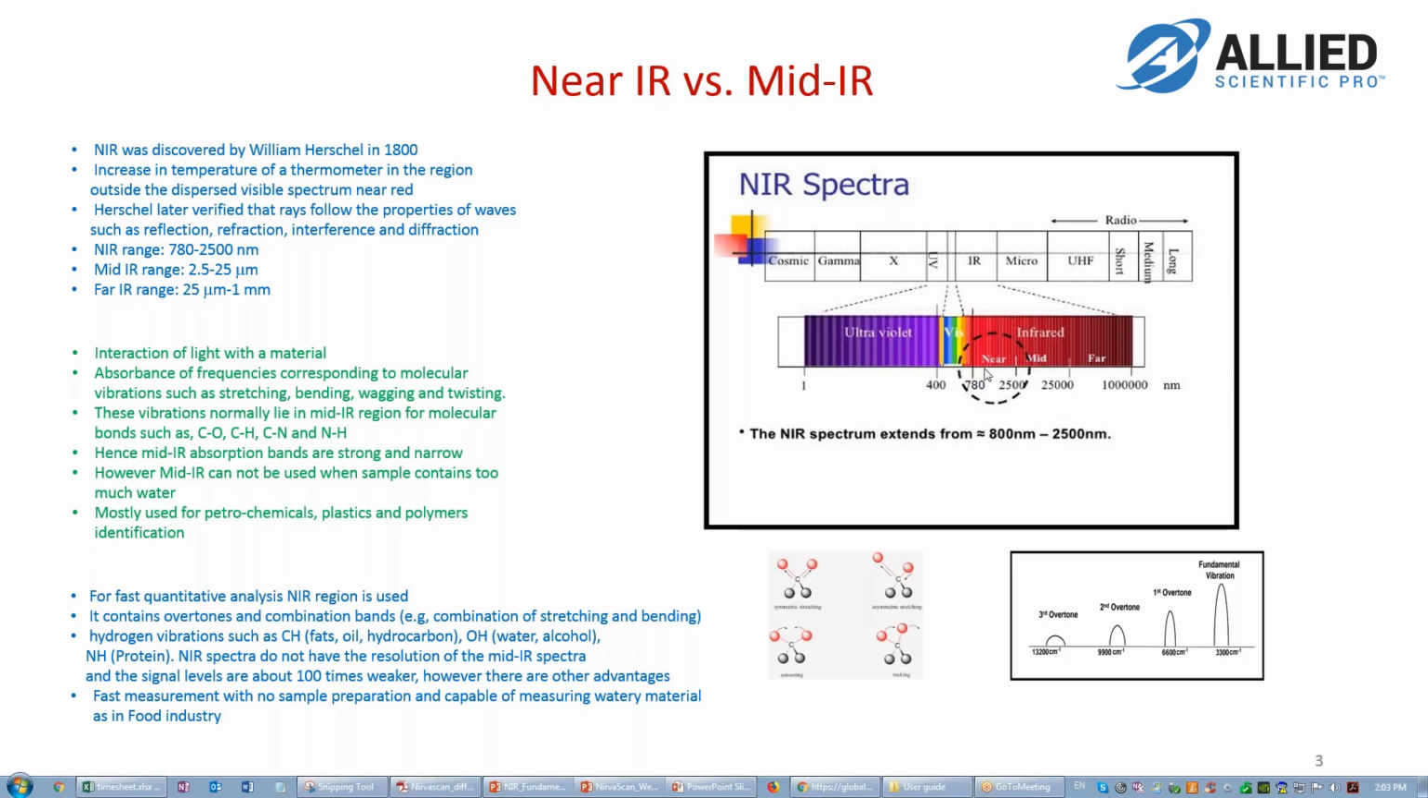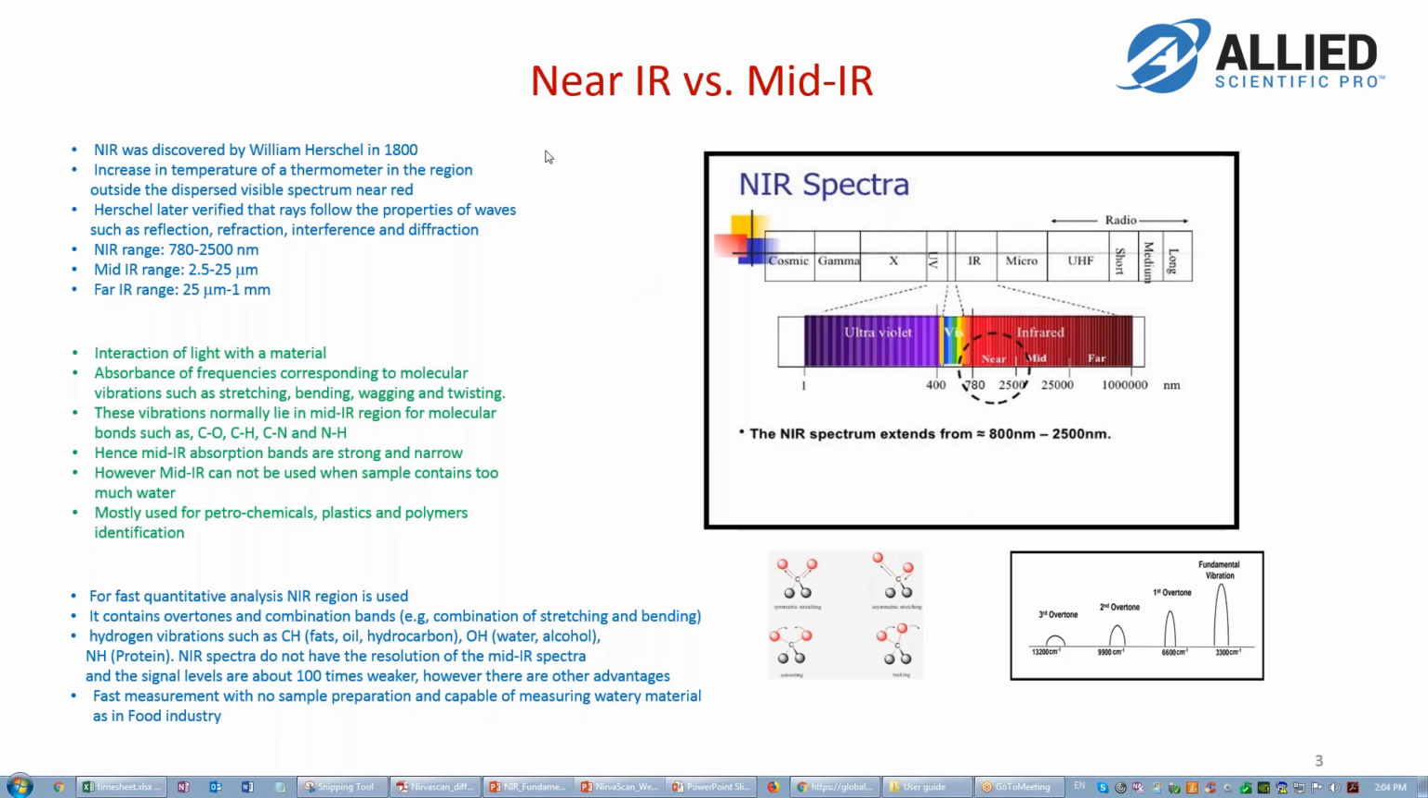So IR consists of Near IR, mid IR, and far IR. So basically from 780 to 2500 is Near IR. From 2500 to 25,000 nanometers, or 25 micron, is the mid IR, and from 25 micron to 1 millimeter is far IR. So sometimes in spectroscopy they use a different unit, centimeter inverse, instead of nanometer, which I'll explain later how you can convert.